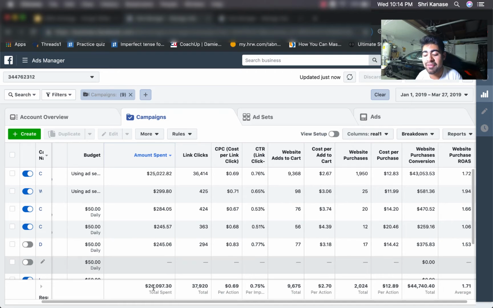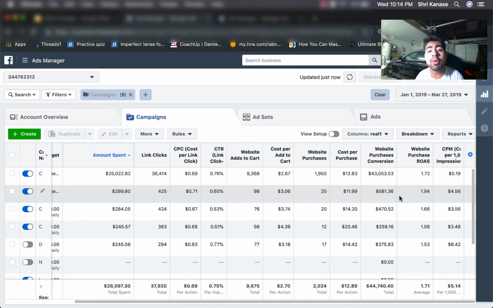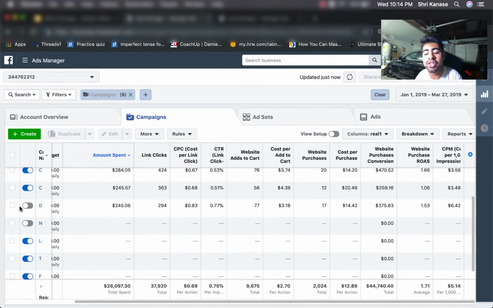And as you can see, these were the ones that were running since January. Since then, these have spent about $26,000, and the break-even ROAS for this product is about a 1.4. Most of these ad sets within each individual campaign was profitable, and when it did turn unprofitable, I did shut them off. As you can see, some of them are shut off.